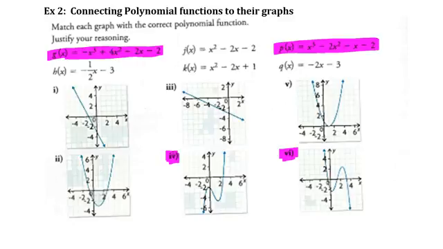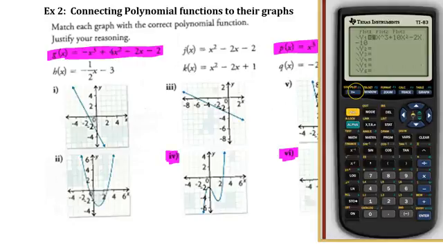So what I want to do is identify through using my graphing calculator. And then we'll justify it as well. So when I open up my graphing calculator and I type in this one, I'm going to do g first. Negative x to the power of 3 plus 4x squared minus 2x minus 2. I'm going to graph it.